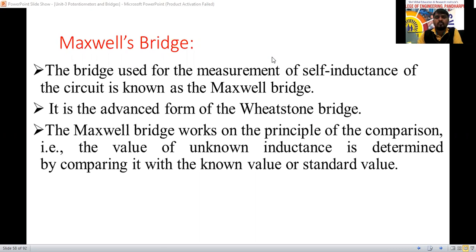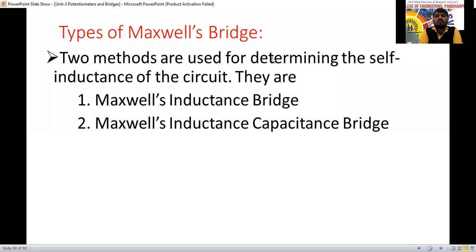There are two types of Maxwell bridges. Actually, there are two methods for measuring or determining the self-inductance.